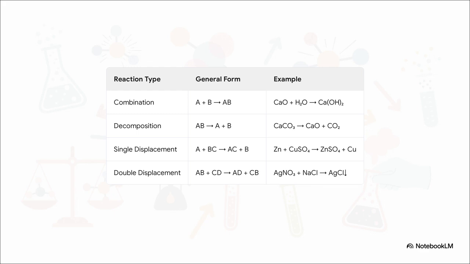You've got combination, where 2 things become one. The exact opposite is decomposition, where one thing breaks into 2 or more. Then there's single displacement, where one element boots another one out of a partnership. And finally, double displacement, where 2 couples just swap partners. If you can spot these patterns, you can predict what's going to happen.